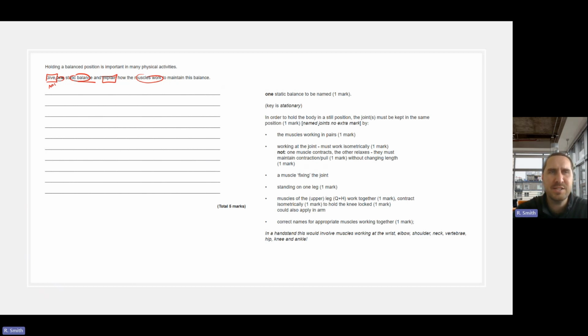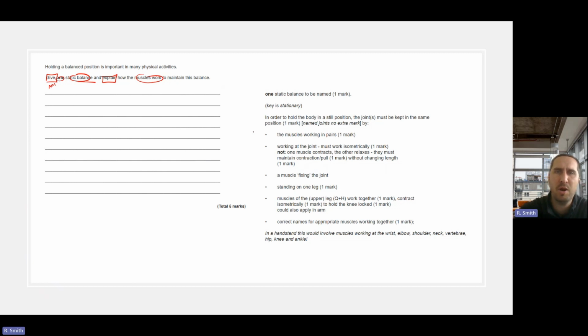But if we're giving our first identification, AO1, we've got an arabesque, for example, a gymnastics pose. You could say a plank. It doesn't specify a sport as such, so it's important in physical activities. It just says in a balance. Arguably, a plank is less of a balance, so therefore an arabesque would be a better example. So 1 mark for that.